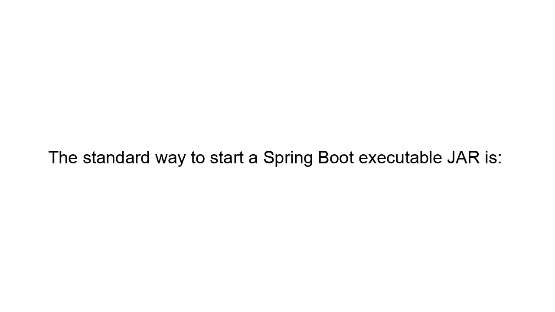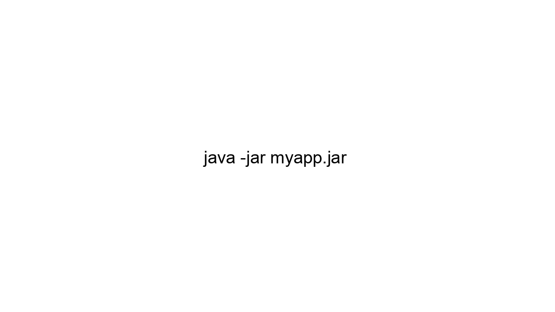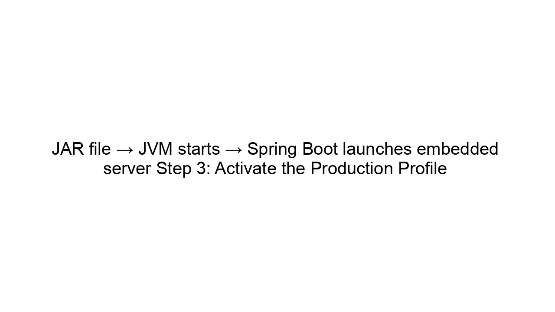Step 2, run it with java -jar. The standard way to start a Spring Boot executable jar is java -jar myapp.jar. Spring Boot explicitly supports starting applications this way. Example concept: jar file, JVM starts, Spring Boot launches the embedded server.